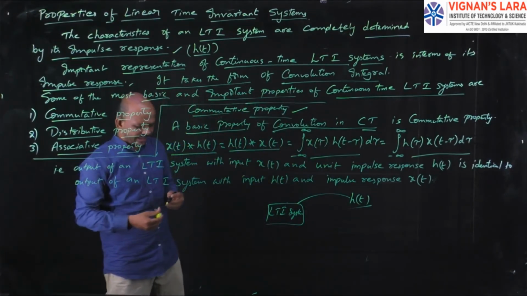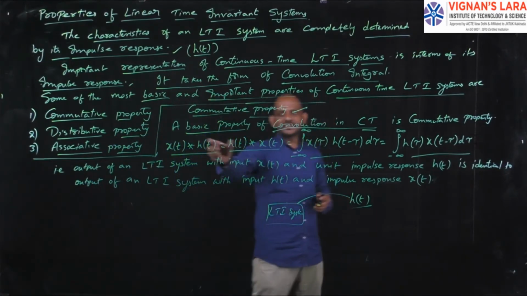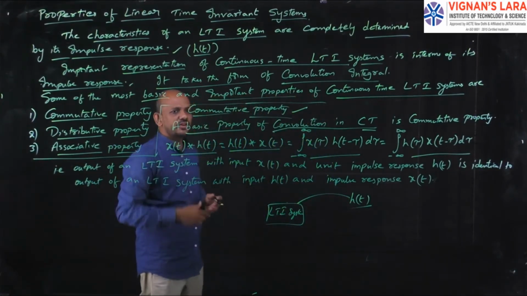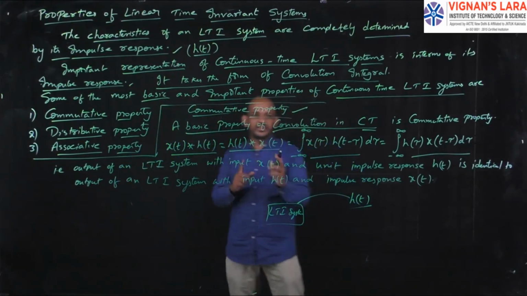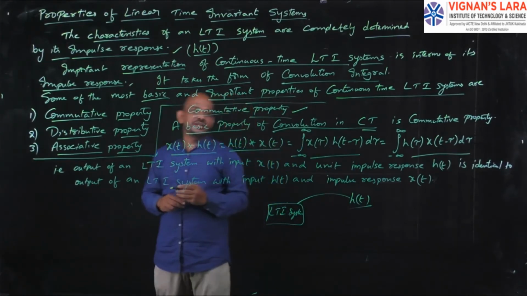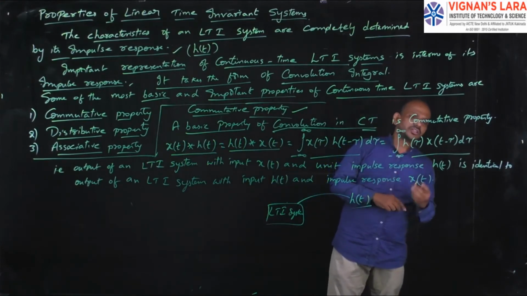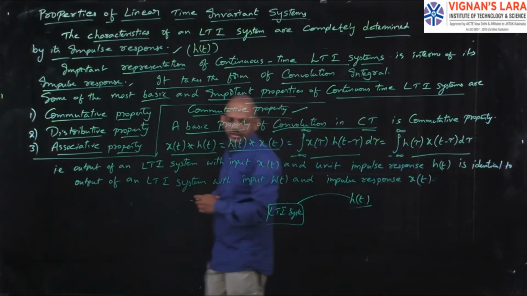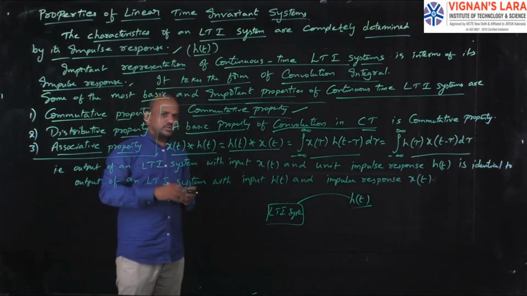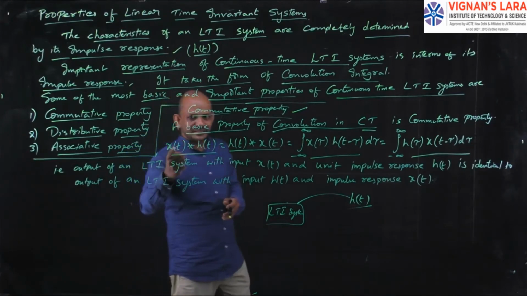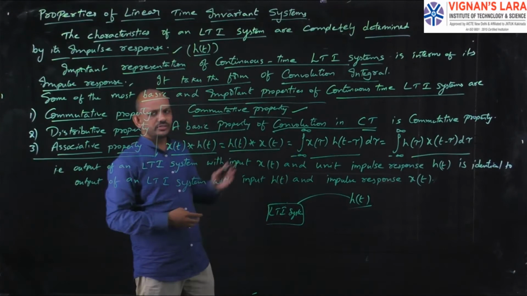So we can represent x of t convolution h of t as equal to h of t convolution x of t. Here x of t is the input to the system, and h of t is the impulse response of the system. The same as the integral of x of tau h of t minus tau d tau equal to the integral of h of tau x of t minus tau d tau. Same formulas. We all know the output will be given by x of t convolution h of t, as I already explained.